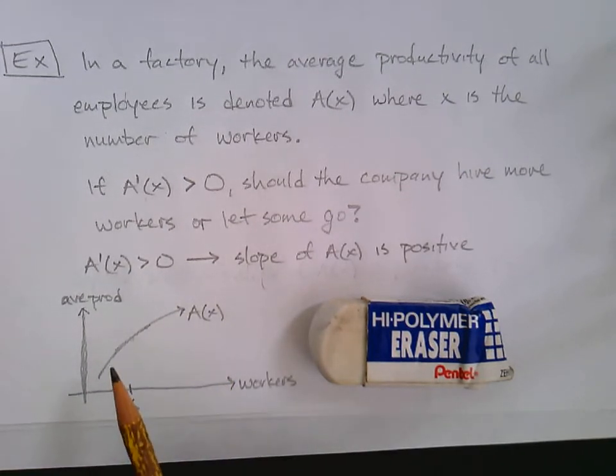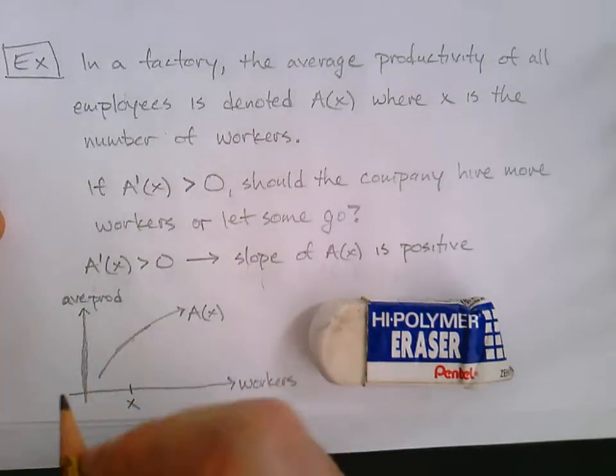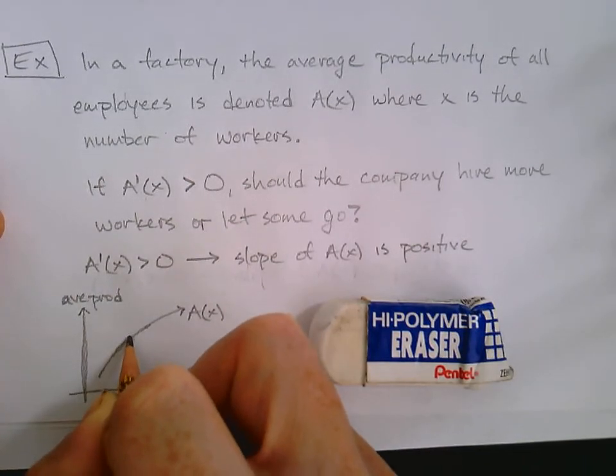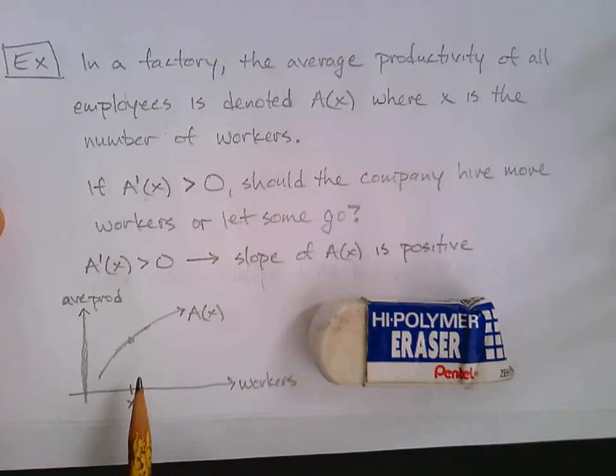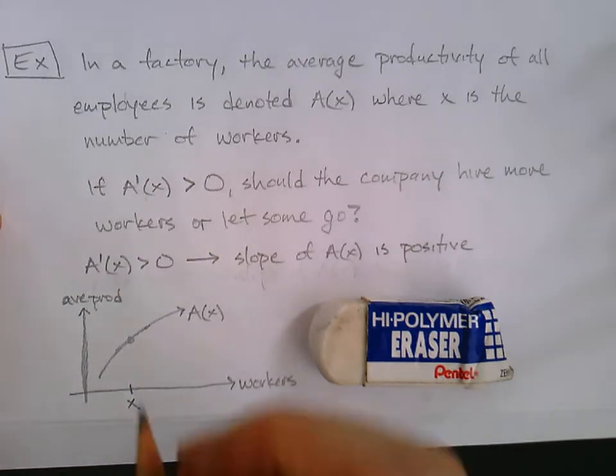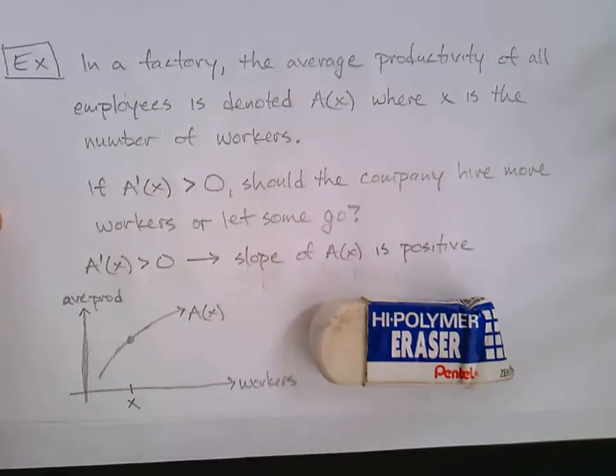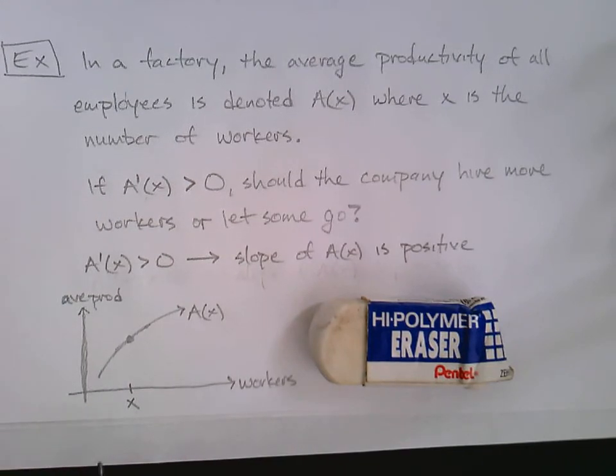All right, so let's think about it. I know it's positive whatever it's doing. So imagine I have X workers. Okay, so if I bring this point up maybe about right there, if I have my X workers, this is where the average productivity is. So should I hire more workers or should I let some go? Would average productivity go up if X goes up, or would average productivity go up if X goes down?